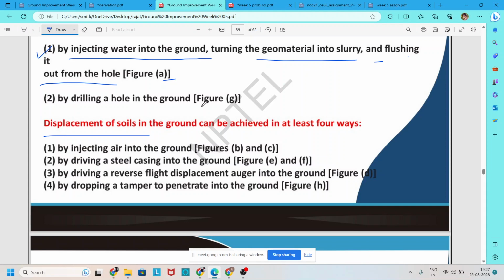Then the second one is the displacement method. It is created by injecting air into the ground, or by driving a steel casing into the ground. It is also created by a reverse flight displacement auger, and also by dropping a hammer or tamper to penetrate into the ground. By these four methods, we use displacement of the soil in the ground.